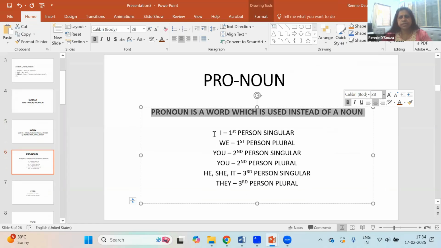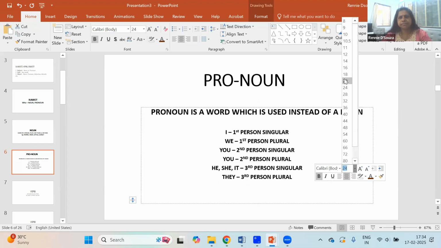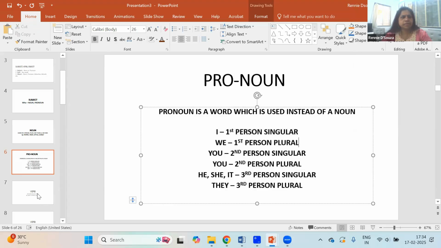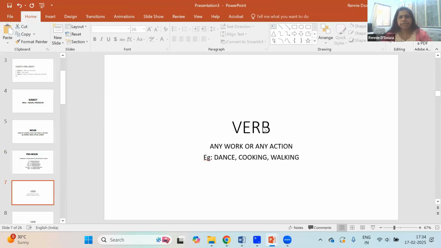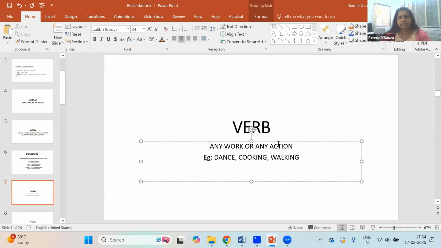So instead of noun, what we use, that is called pronoun, and in that we have seen three persons in English. That is first person, I is singular, first person singular, we is first person plural, you again second person singular as well as plural, and he, she, it is called third person singular, and they is third person plural.